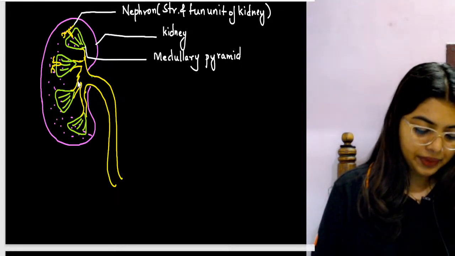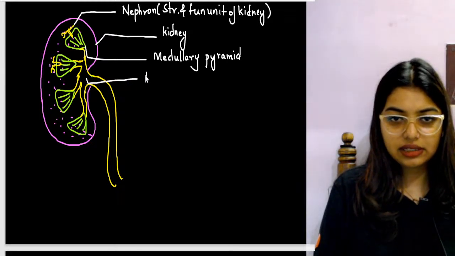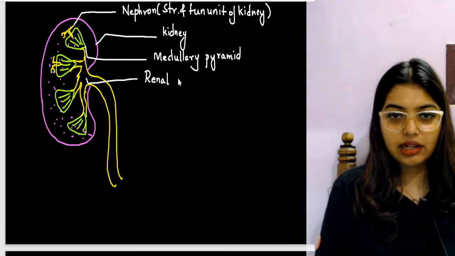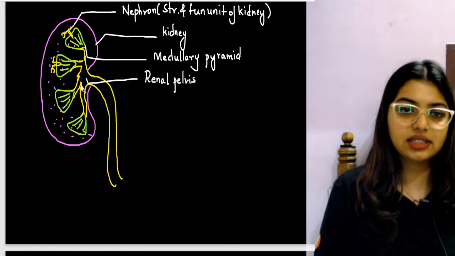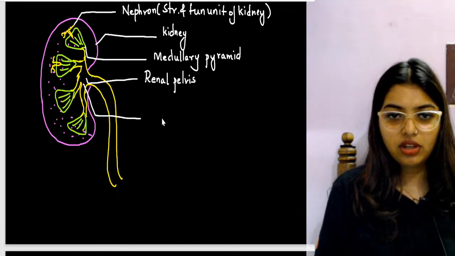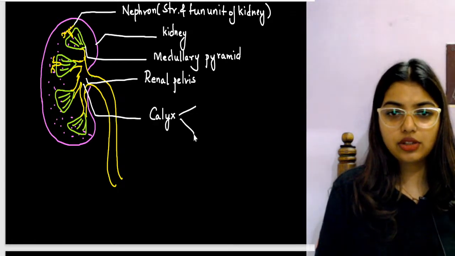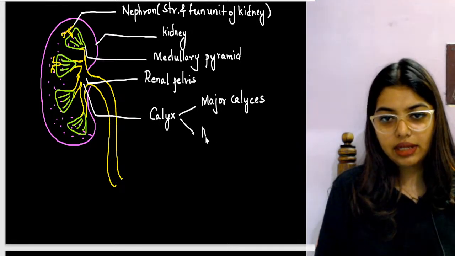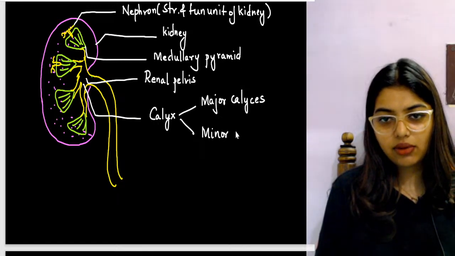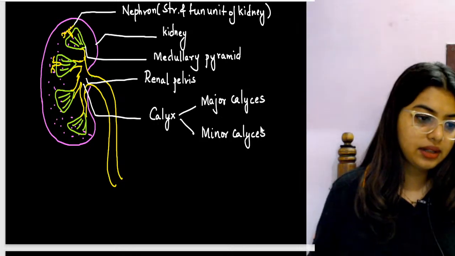People study. Done. Chalo. This portion I told you is the renal pelvis. Students, around here your calyces will come, but it's very difficult to draw. Around there your calyces will come. Now, understand that two types of calyces are there: major calyces and minor calyces. Done? Yes or no, all of you?